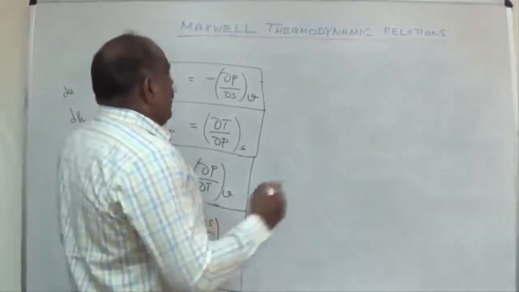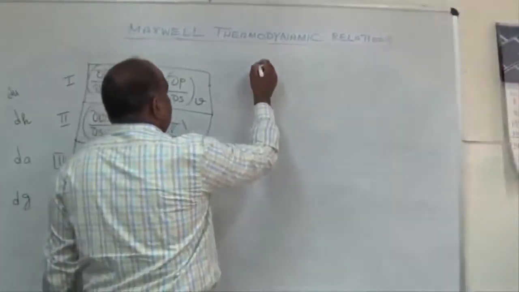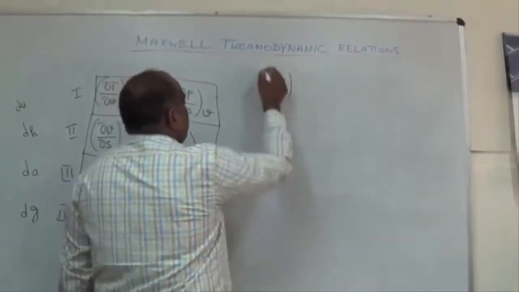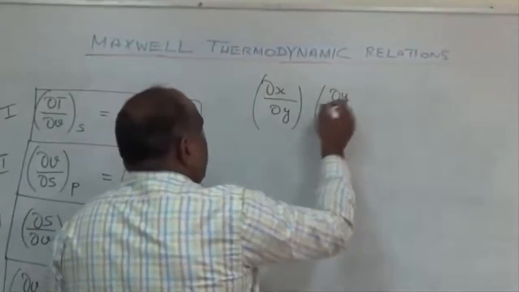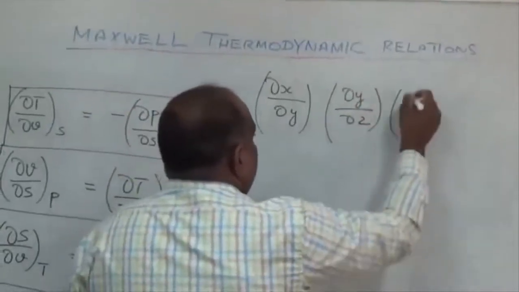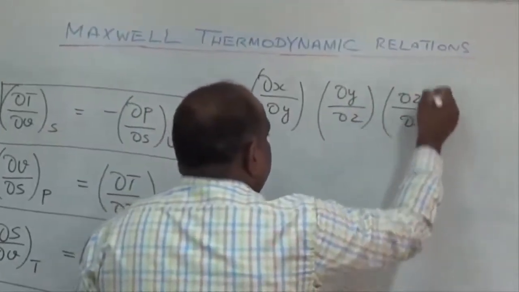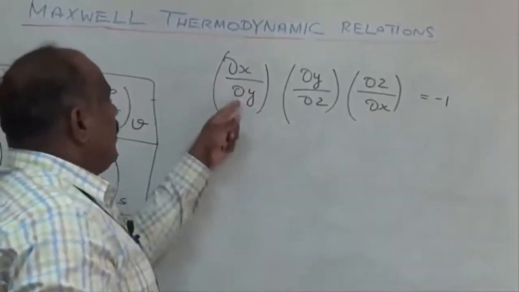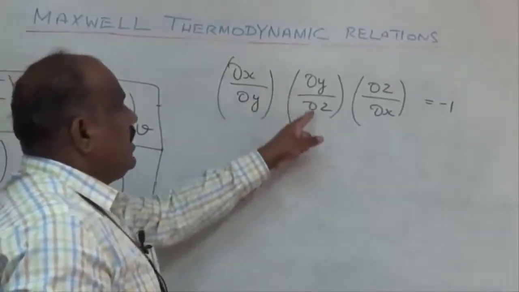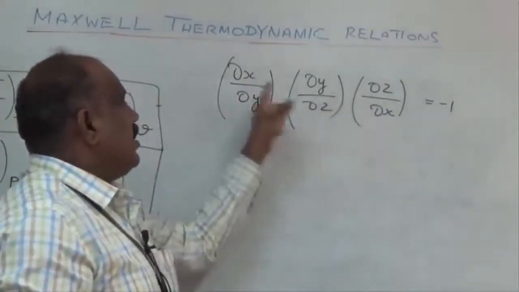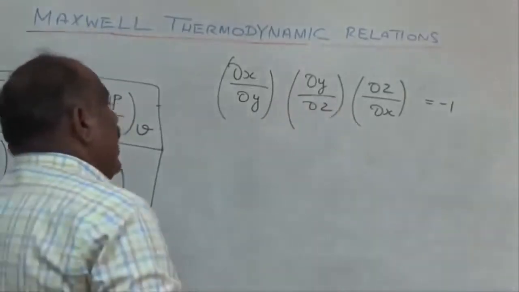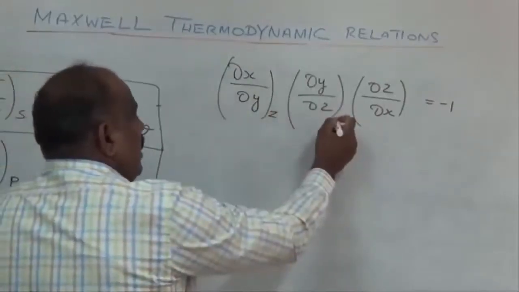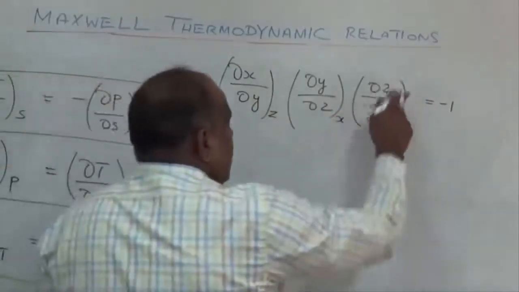Let us now proceed with the cyclic relationship. The cyclic relationship says that ∂x/∂y into ∂y/∂z into ∂z/∂x equal to minus 1. So you can see there is a cycle. It ends with y, the next starts with y. It ends with z, the next starts with z. It ends with x, and it starts with x. So it will be a cycle. As I told you earlier, if there is x and y, the third variable should be outside. Y and z means the last variable is x. If z and x, it is y.